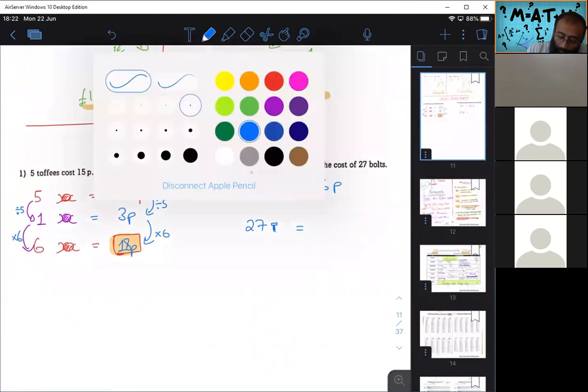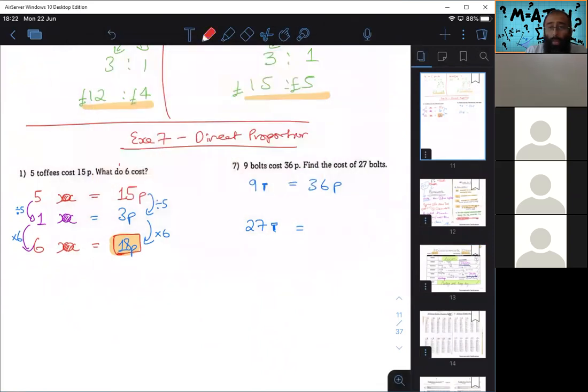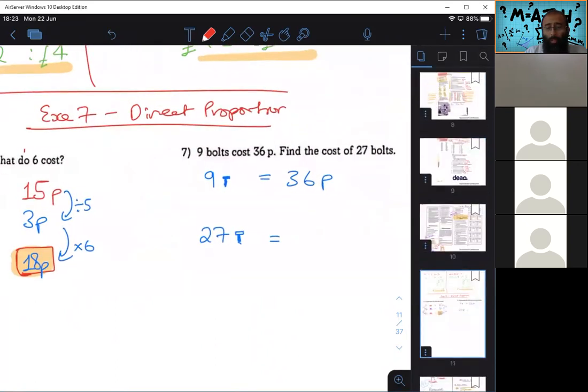You have to find the cost of 1 bolt. Are you sure we have to do that, or can we go direct to 27? In question number 1, in Mahir's question, we had to go to 1 because we couldn't go from 5 to 6 directly, because we've got to use times and divide. We're not using adding and stuff as such for the ratio work. Okay, the adding use is limited. So from 9 to 27, Iman, can we do it in one step?